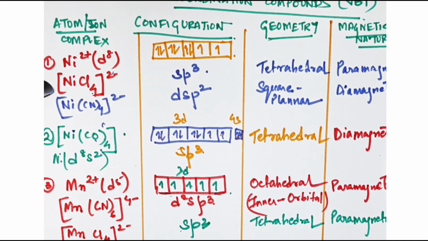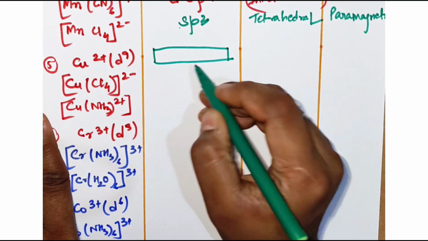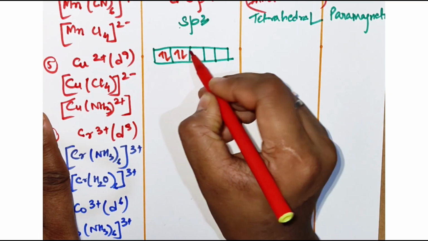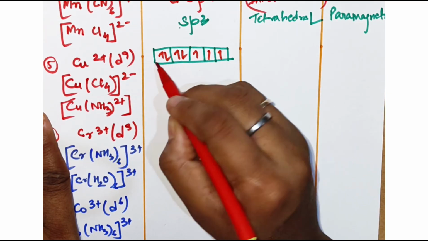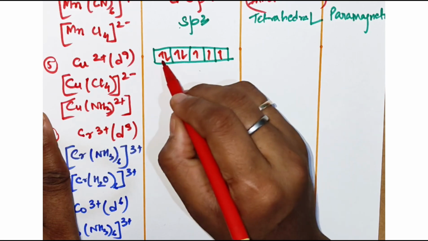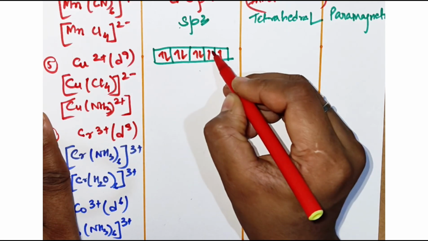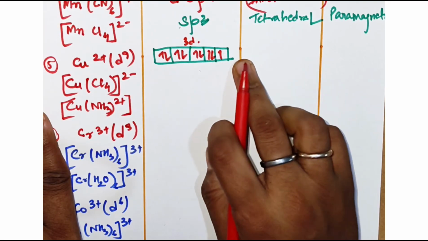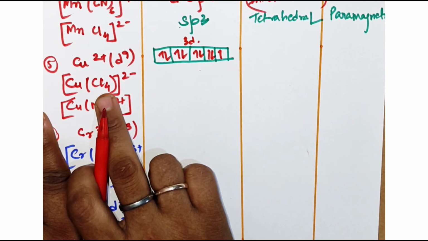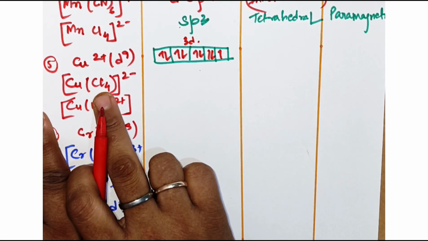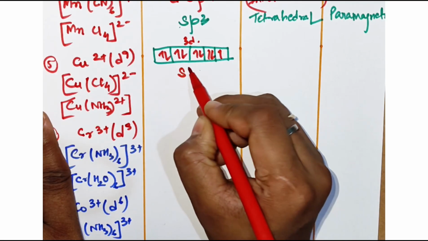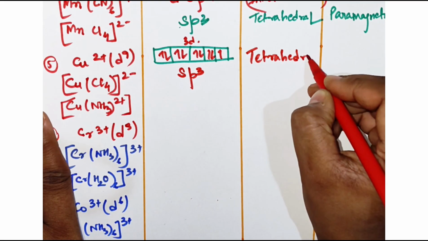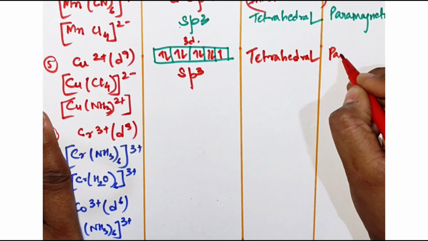So here we are coming to your copper 2+. What is it? It is d9. So how many electrons? 1, 2, 3, 4, 5, 6, 7, 8, and 9. So it has only one unpaired electron in the 3d subshell, and there is 4s and 4p. Now see, it is chlorine, a weak field ligand, so it is going to form sp3 hybridization, and again it is tetrahedral. One unpaired electron, so paramagnetic.